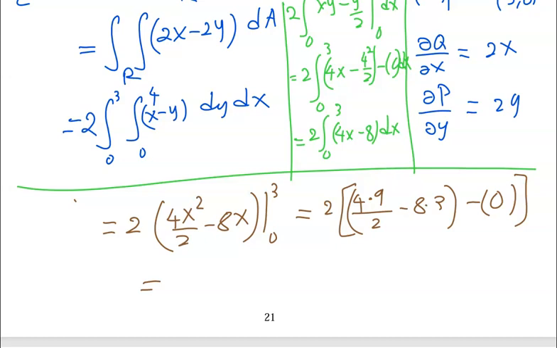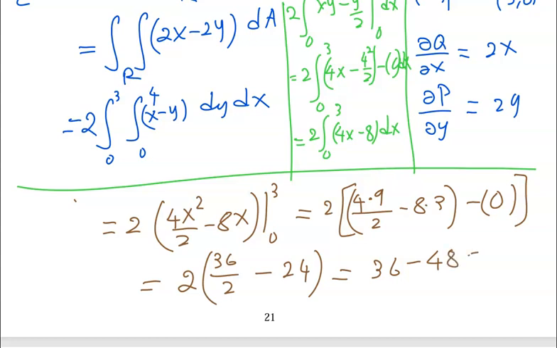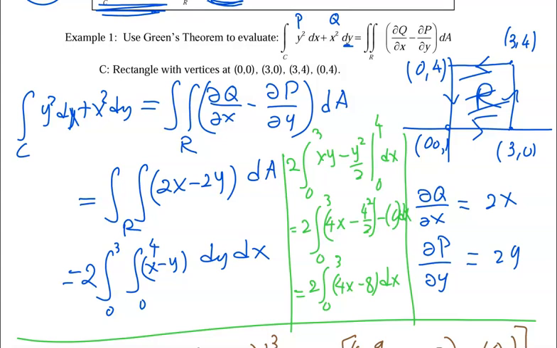So altogether, that's 2 times (36 over 2 minus 24). If I calculate that correctly, that's 36 minus 24, and multiplying by 2, that gives 72 minus 48, which gives negative 12. So negative 12 is your line integral over this rectangular area. Okay, all right, I'll stop this one here.